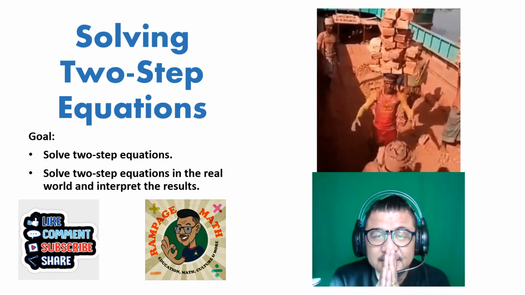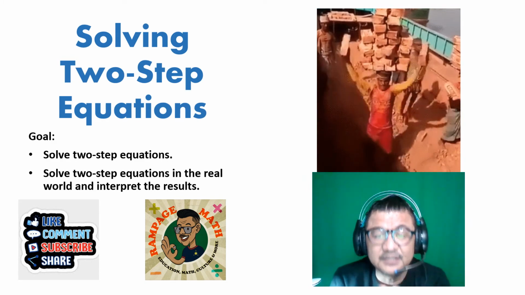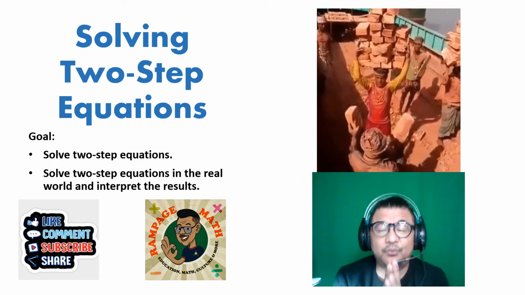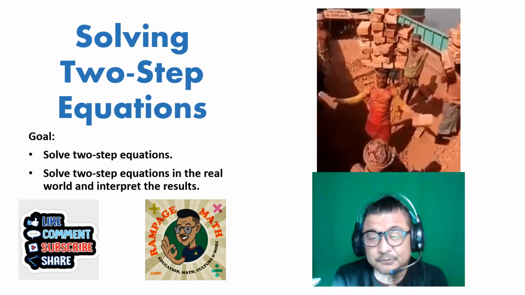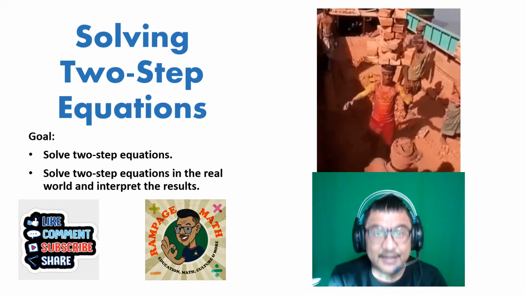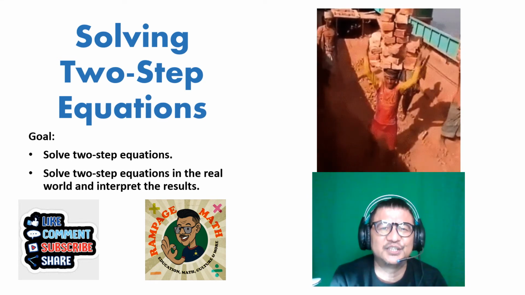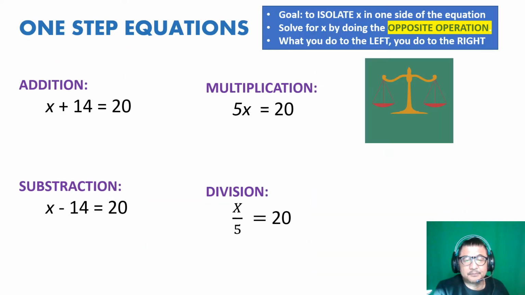Guess what, kids? The equal sign is a guarantee that the left side will be equal to the right side. And if you maintain that principle, you can solve for any missing value of x. And that's what we're going to do today, two-step equations. But before doing two steps, let's review the one step.